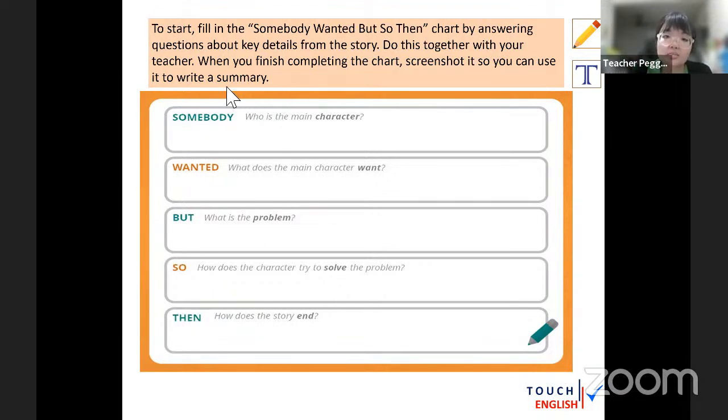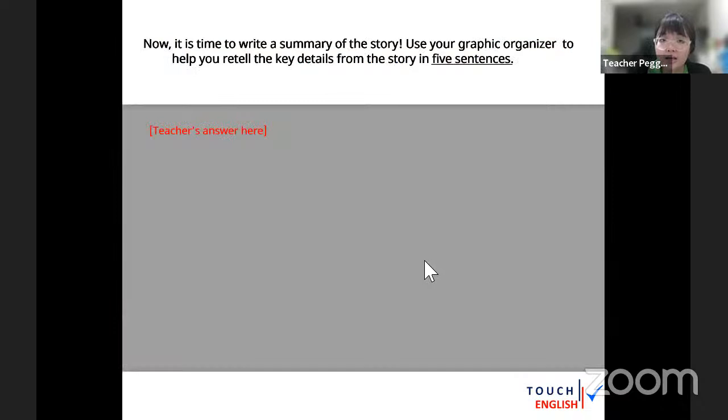So who is the somebody? Okay, Chamboshi and Lee's wife. What does the main character want to do? Okay, what is the problem? So you finish first with the key points. Note down all the key points. Then only, okay, you make it into the essay.